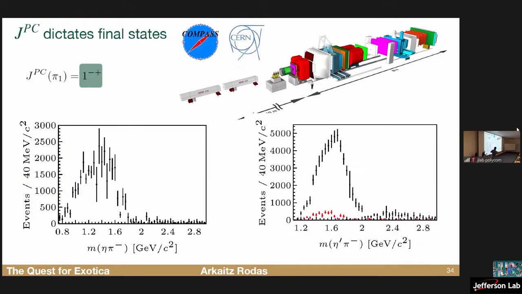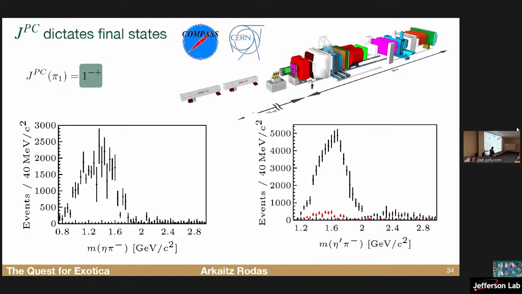So we have the experiment. It's a very nice experiment, relatively new. It collected lots of data and it has very nice kinematics for us. 1 minus plus, so eta pi or eta prime pi final state, and these are the invariant masses. So this was measured. These are data from the experiment published. What do you see? Well, we see 2 peaks, and they are not at the same mass.